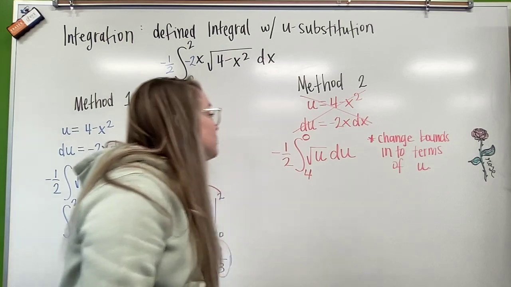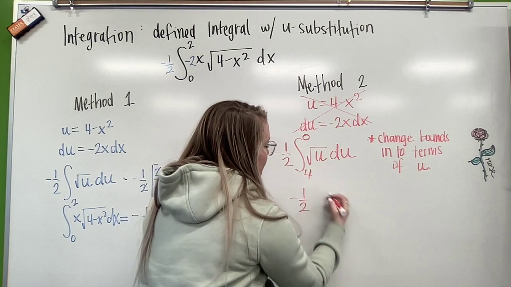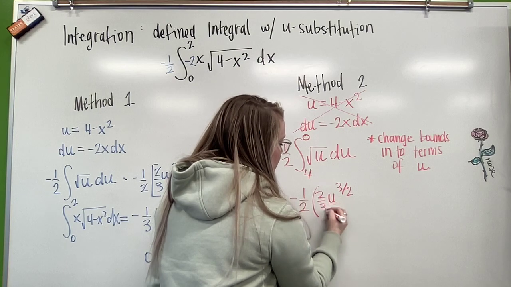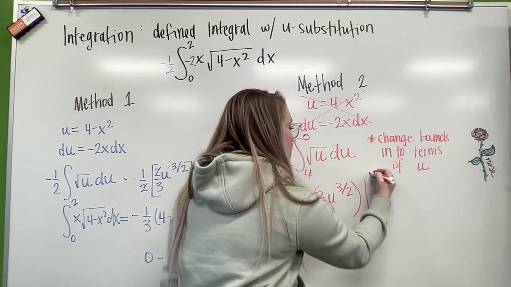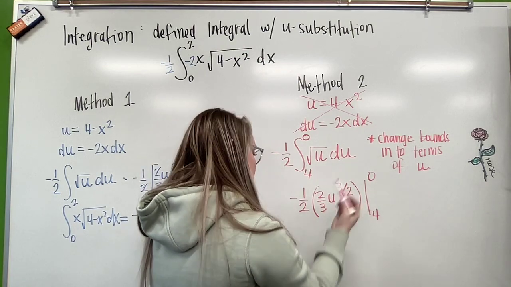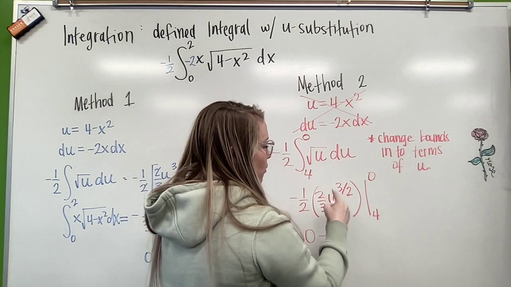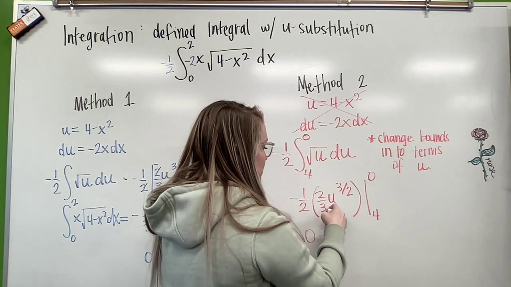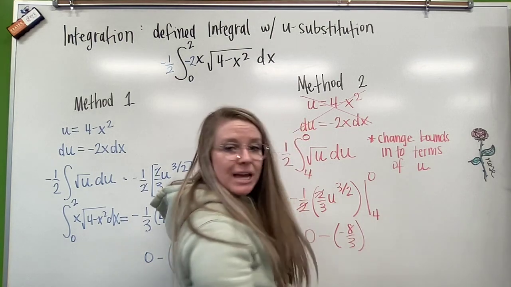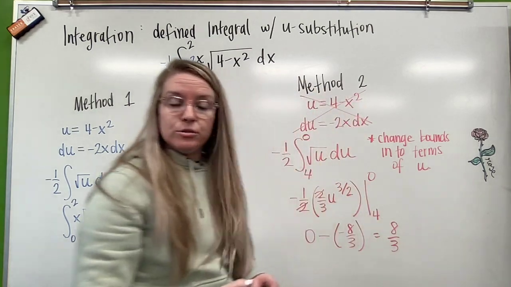So I'm going to take the antiderivative of the square root of u. So I've got my negative 1/2. That's going to give me u to the 3/2 times that 2/3 evaluated from 4 to 0. So I plug in 0. That's going to give me 0. And now I'm going to plug in 4. The square root of 4 is 2. 2 cubed is 8. And that gives me my negative 8/3. That was kind of messy, a little sloppy, but hopefully we still understood. And I'm still getting 8/3 as my solution.